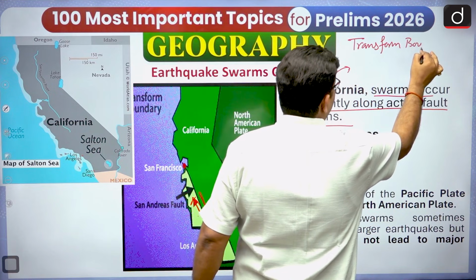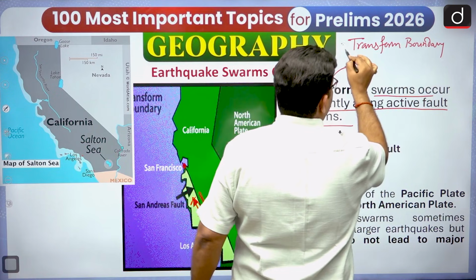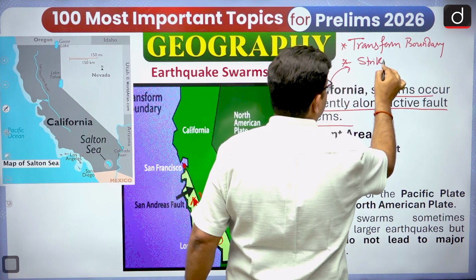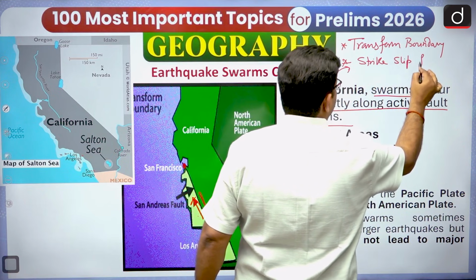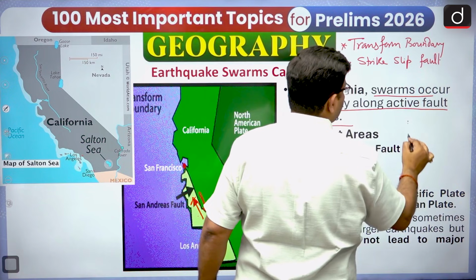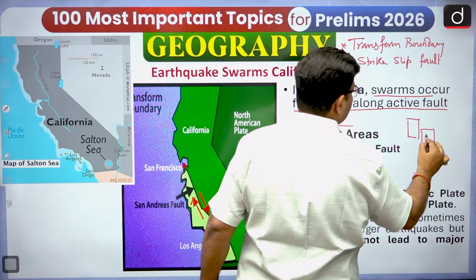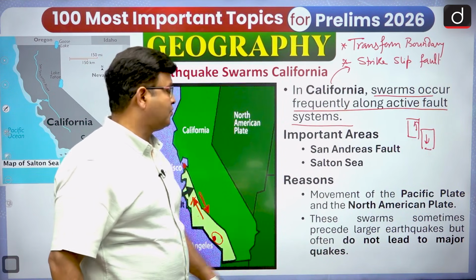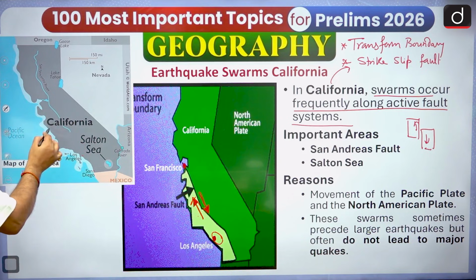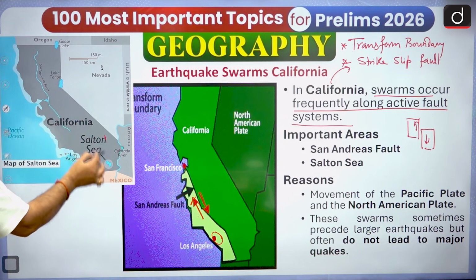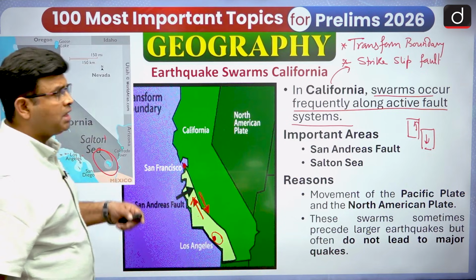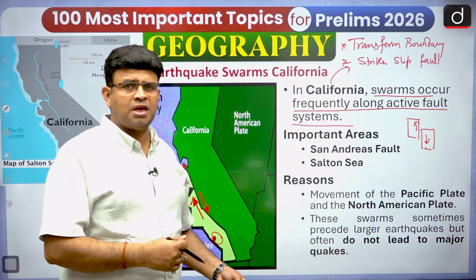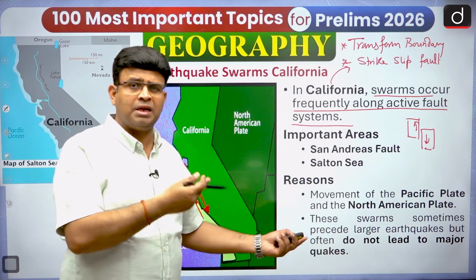Which kind of fault can we say this is? It is a transform boundary, and also a strike slip fault. When two plates are moving in opposite directions, that is a strike slip fault, or you can say transform boundary. Nearby this California region there is the Salton Sea also. The question can be not only about the San Andreas fault but also about the nearby important areas.